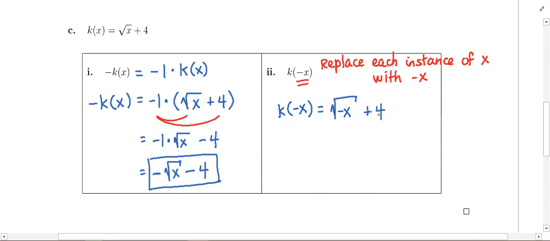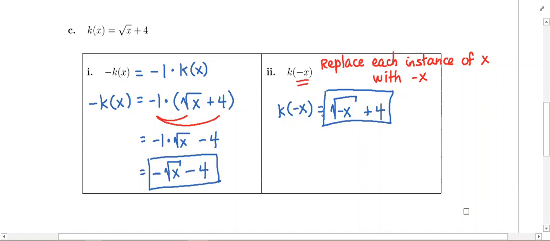Okay, now, can this be simplified? Okay, the answer is no, there's not really anything you can do with this. Okay, so this is going to be your answer here. Okay, and I'm sure some of you may be concerned about this particular answer. Okay, why is that?